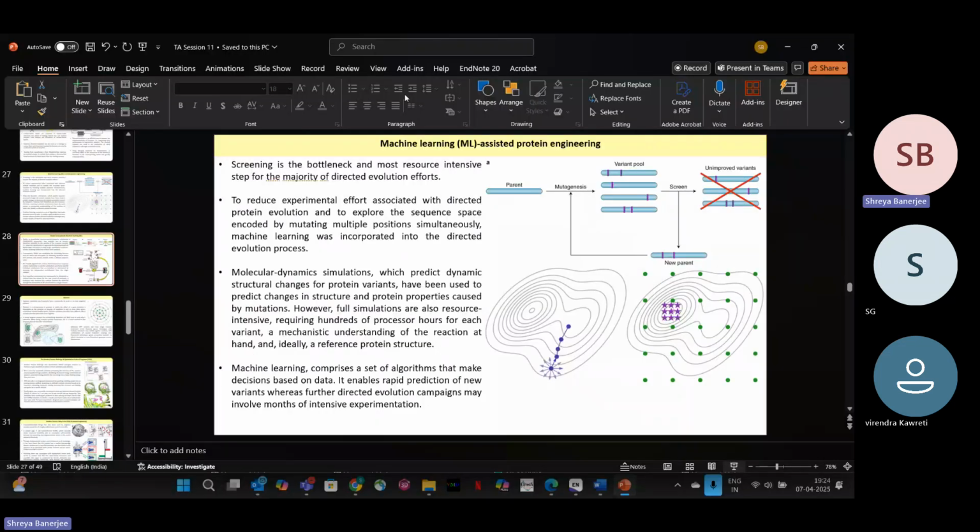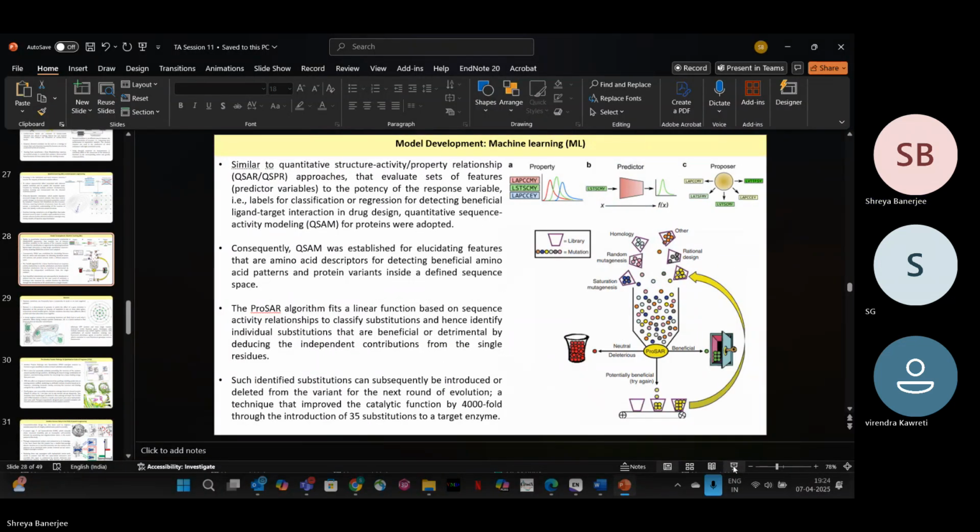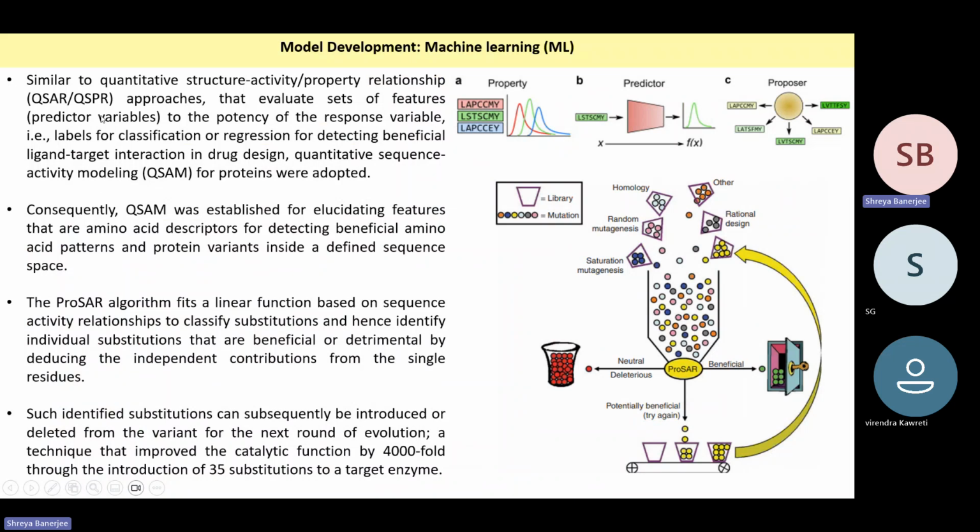So in this machine learning, the concept of model development is this, that we have quantitative structured activity relationships to evaluate different sets of structures that we want. What is known is we have a database of proteins which have a certain structure and a certain function. So there is knowledge about what kind of structure results in what kind of function.